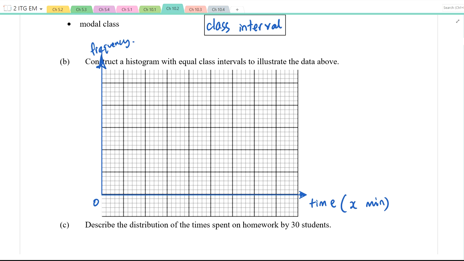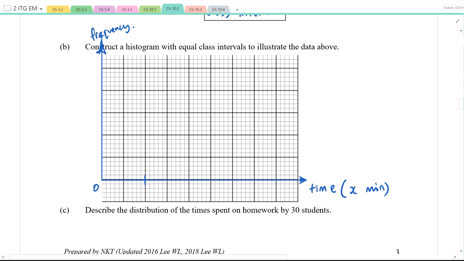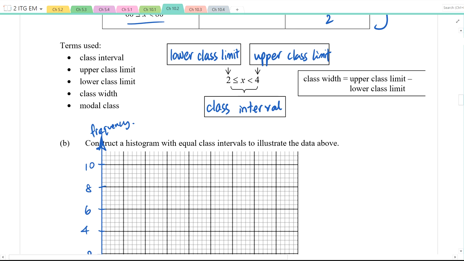For the horizontal axis, it is quite straightforward. The time taken from 0 to 20, 20 to 40, 40 to 60, 60 to 80. So we can have 20 over here, 40, 60 and 80. And for the vertical axis, perhaps we can use 2, 4, 6, 8, this must be 10, and look at the highest frequency, we actually have 11. So 11 would be here.